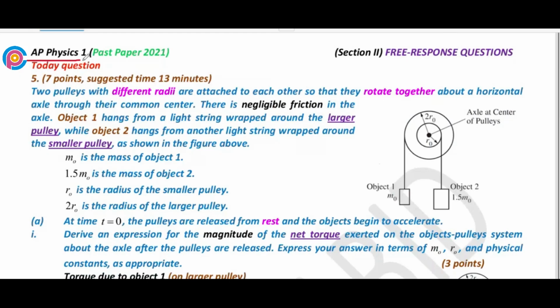Hi, we have the AP Physics 1 past paper 2021. We are discussing free response question number 5, which carries 7 points.